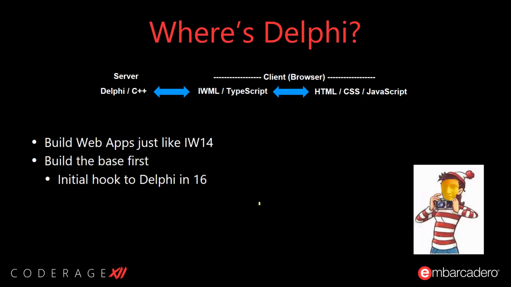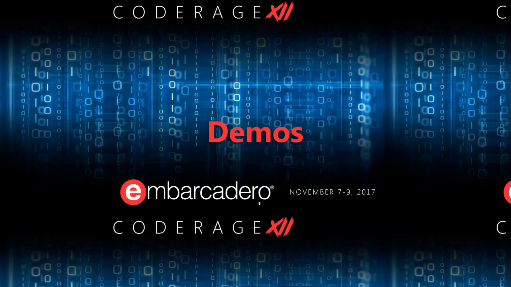So in the IntraWeb 17 development roadmap, the Delphi side of what we're doing is probably somewhere between 15 and 20% of the work. So we just aren't there yet. And that's why I'm not going to show you anything in Delphi yet today, but I'm going to show you how IWML works and some simplified applications and what it can do. So let's move on to the demos.